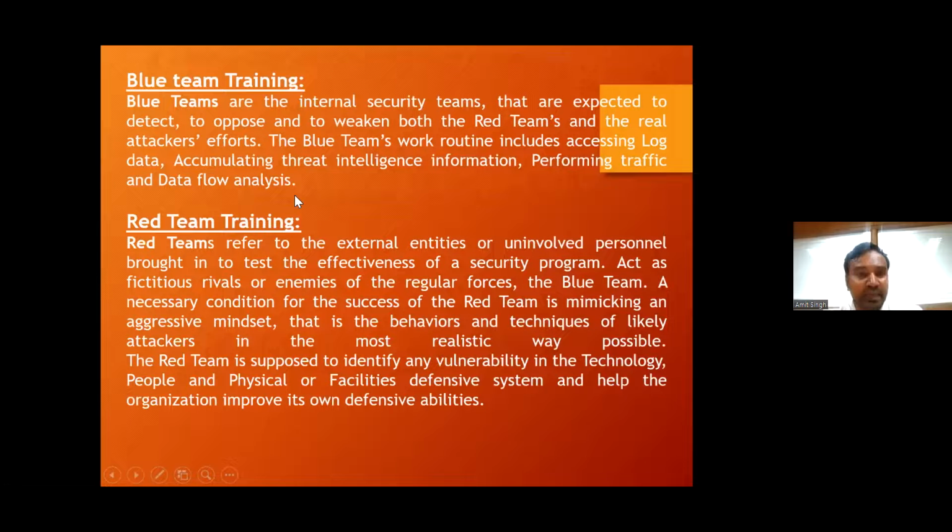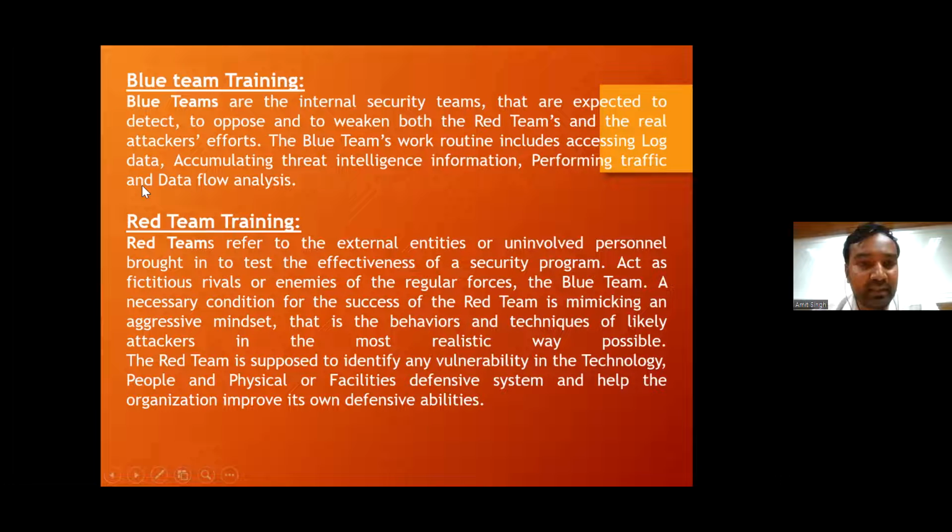So there are two types of training: blue team training and red team training. Blue team training is when you are on the defense side. There will be attacks happening in the virtual network, and you have to defend the network from the virtual attacks. You have to find the source of the attack, find what happened in your network, and then go for prevention and mitigation.